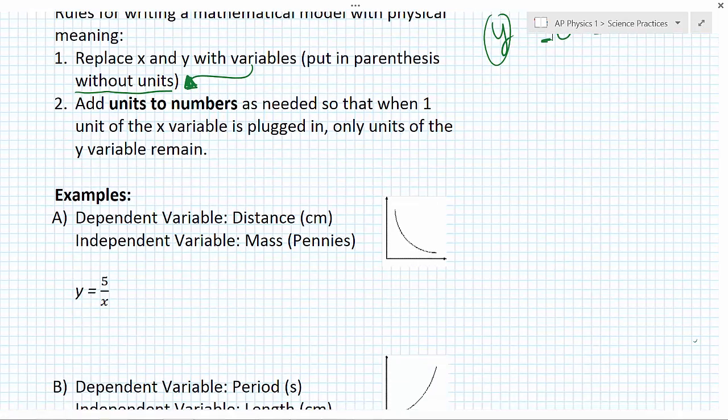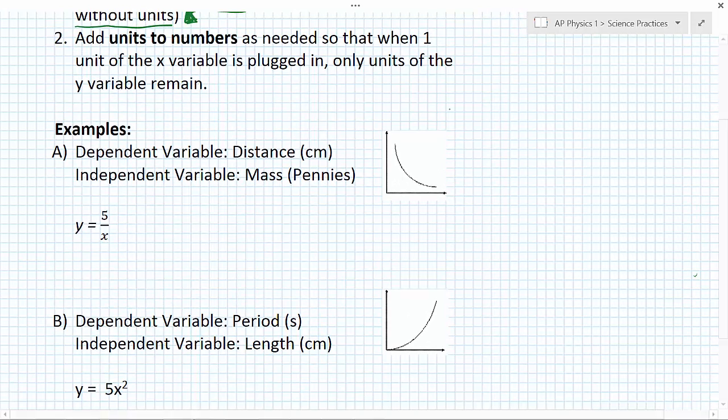Here we have an experiment that we did where we made a little ruler, and on the ruler we put some pennies, and what we did is we changed the number of pennies, and we saw how that affected the distance from the center. And so I got this equation, y is equal to 5 over x, and this type of variation is an inverse variation, and we're going to try to give this equation some physical meaning.